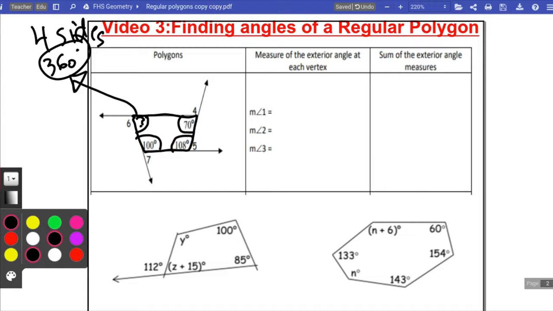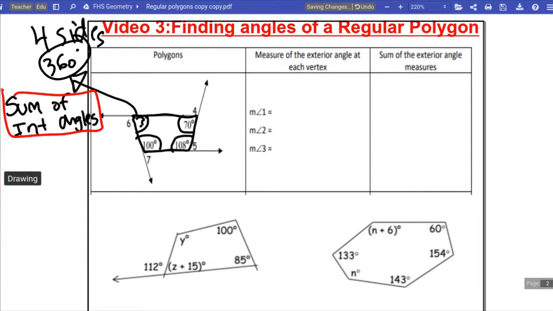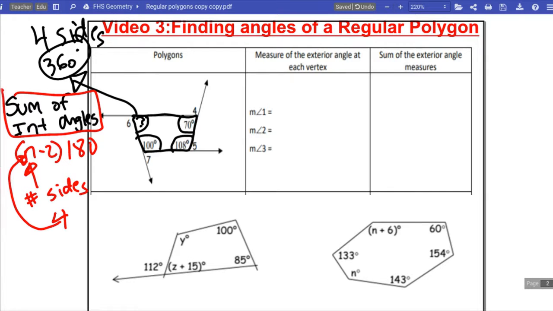Well, let's find out. You're trying to find the sum of interior angles. According to the formula we discussed in the last video, the formula for the sum of interior angles is as follows: n minus 2 times 180. n represents the number of sides. In this case, we have exactly 4 sides, so you would take the 4 and plug it in here. If you plug the 4 in, you have 2 times 180, which is 360. And that's how we got the 360, in case you didn't know.